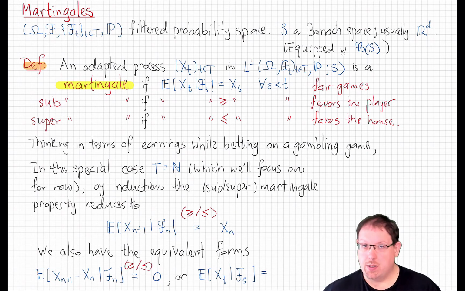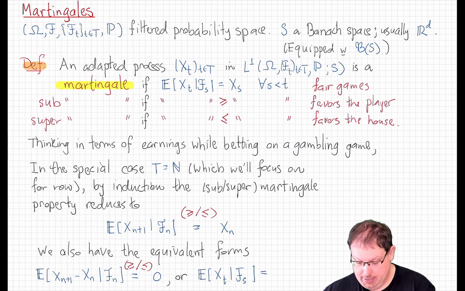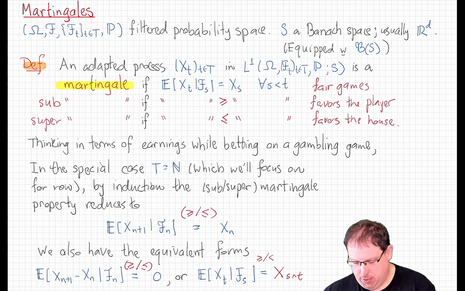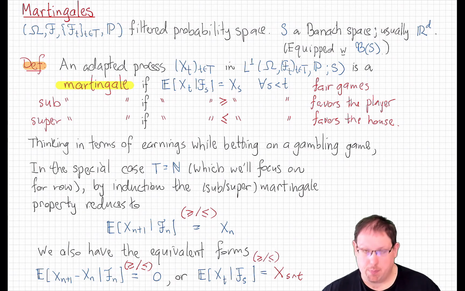We could also, in general time setting, forget about the condition that s is greater than t or less than t, and just write that a martingale is a process for which, for all s and t, the conditional expectation of X_t given F_s is X at the minimum of s and t. After all, if you condition X_t on F_{t+1}, you're just going to get X_t, since X_t is F_{t+1} measurable. And again, for sub and super martingales, the same thing holds, but with the appropriate inequality instead of equality.